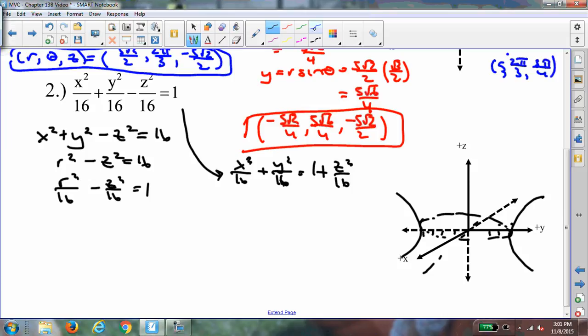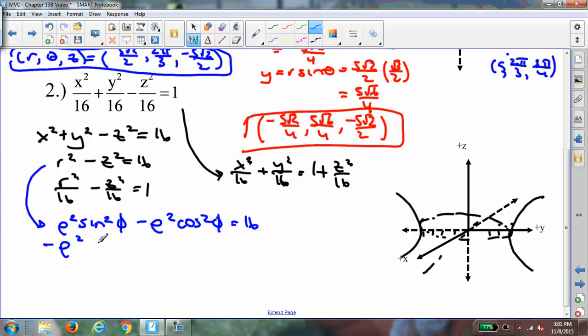Now if I change this to spherical, and start from here, this would be rho squared sine squared phi minus rho squared cosine squared phi equals 16. And if I keep simplifying, I'm going to get rho squared, let's make it negative, because then I'll have cosine squared minus sine squared, which would be cosine 2 phi equals 16. And then if I solve for rho squared, let's say, rho squared equals negative 16 secant of 2 phi.